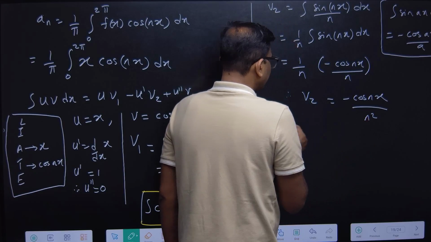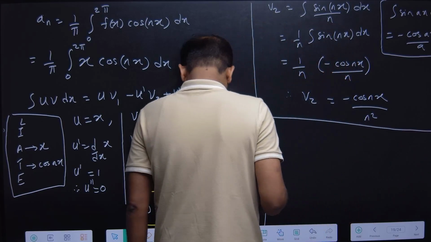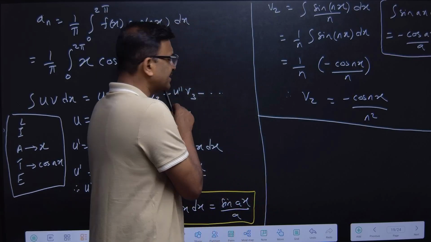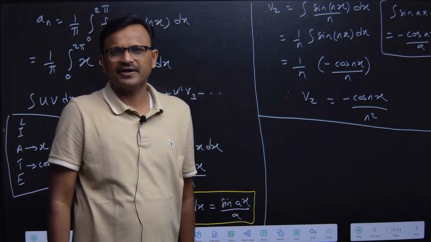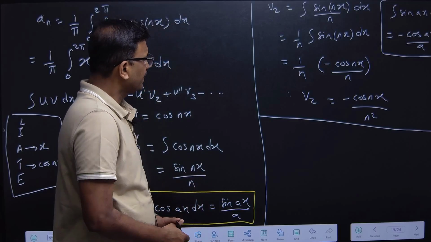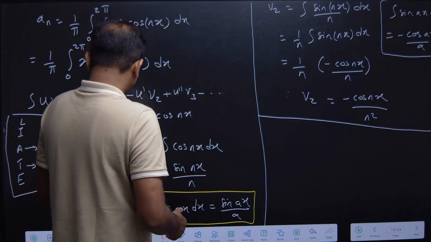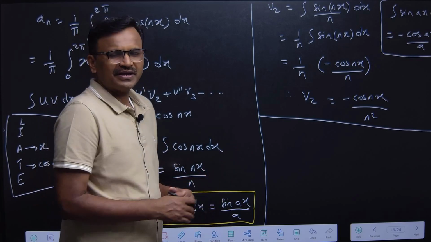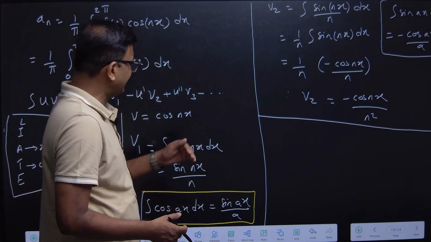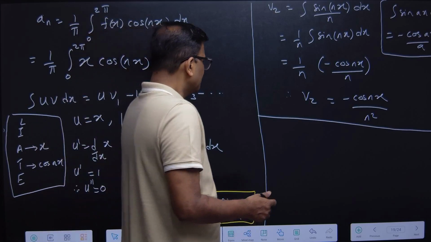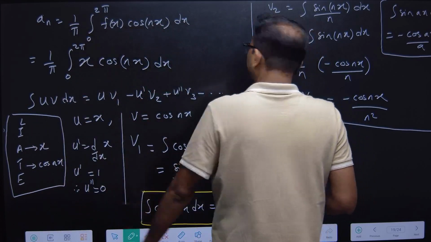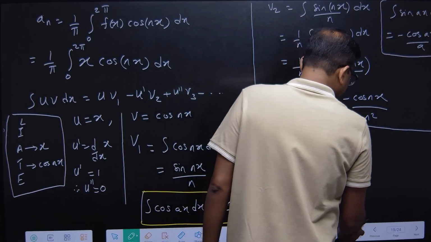So we have found out v1, we have found out v2. There is no need of finding v3 because u double dash is 0. u double dash and all higher order derivatives are 0. So now, since we have got this v, see, this part in exam we can do orally also, but I am showing this in detail for our understanding. So now, if we apply this formula here, let me apply it on the next page.